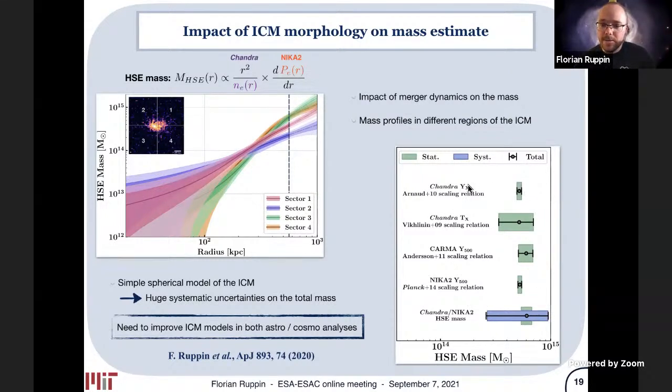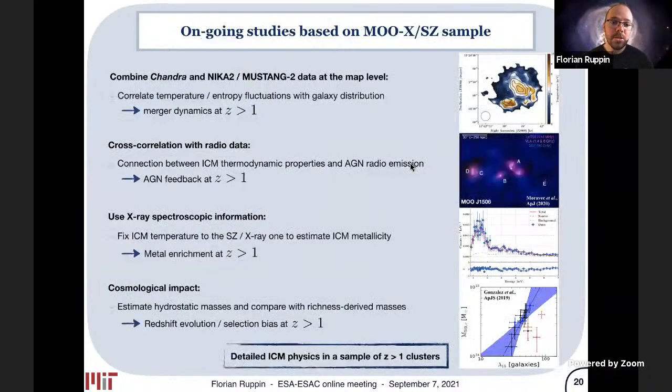I can show you here the different mass proxies that we have from different scaling relations compared to the hydrostatic estimate that we have here. And while the statistical uncertainty on this estimate in green here is small, the systematic uncertainty computed from the scatter of the mass profiles there is really huge. So we need to improve our ICM models in both astrophysics and cosmology analyses in order to reduce the systematic uncertainty on the calibration of the mass-observable scaling relation at such high redshift. We are not doing only that with this sample of clusters. We are combining the Chandra and NIKA2 MUSTANG-2 data at the map level in order to obtain the temperature maps that you can see here.